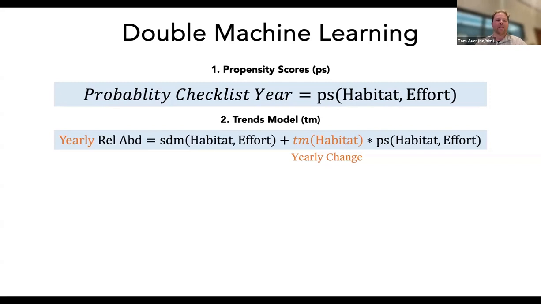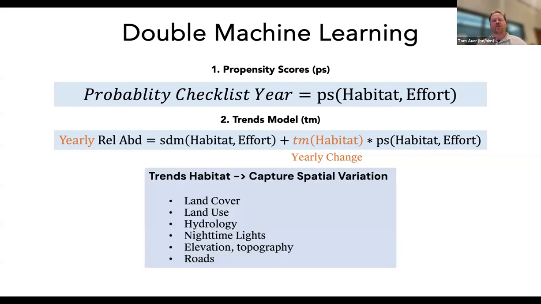And then finally, having those habitat features, those yearly varying habitat features in the trends model, that's what lets us capture spatial variation in the trends of the birds themselves, while trying to use the propensity score to remove as much of the confounding bias as possible. And we have a number of features in the models that the model can learn what's going on with that spatial variation, and some of those are listed here. So that's the conceptual framework and some simplified modeling equations for what we're trying to do.